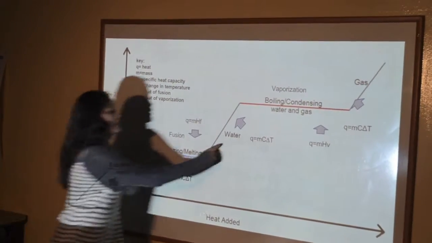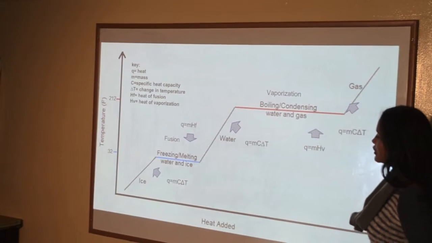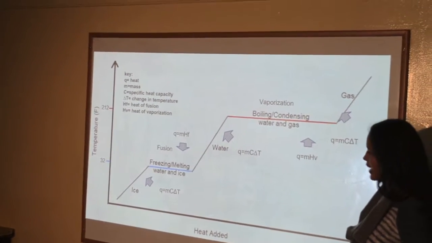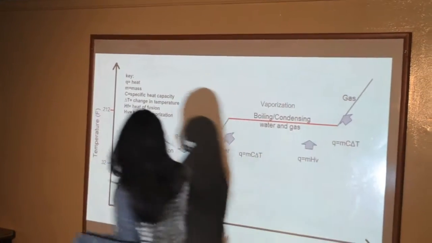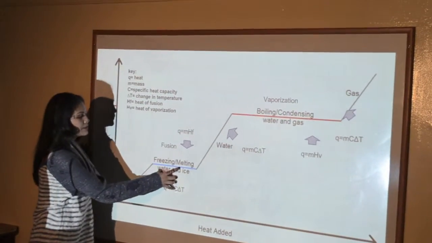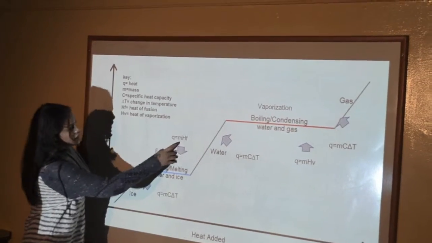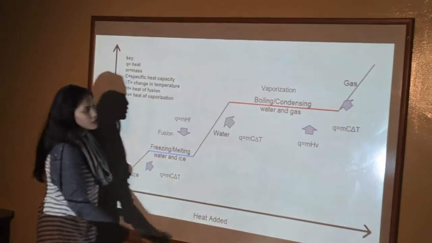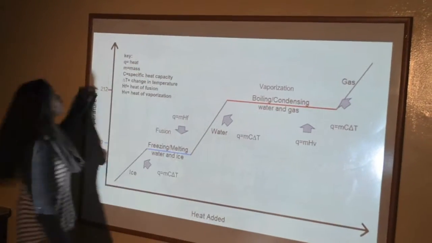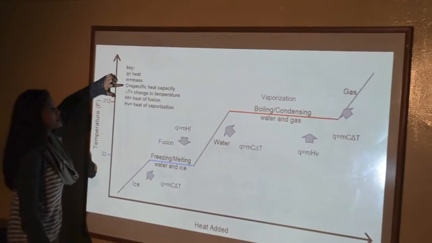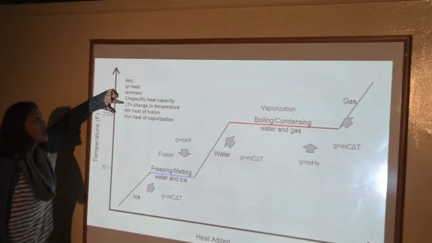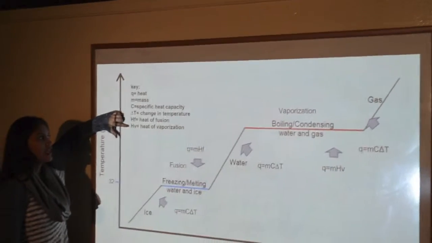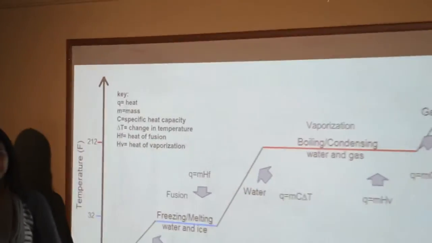At the solid, liquid, and gas phases, you use Q equals C delta T, which we refer to as Q equals MCAT. At the fusion section, which is freezing and melting, you use Q equals MHF. At the vaporization section, you use Q equals MHV. Q stands for heat, M for mass, C for specific heat capacity, delta T is change in temperature, HF heat of fusion, HV heat of vaporization, and back to Debbie.